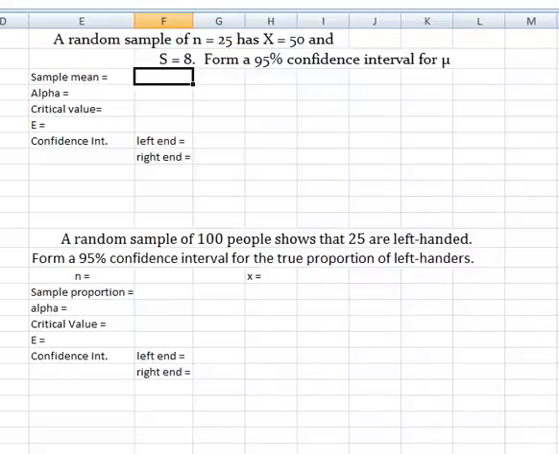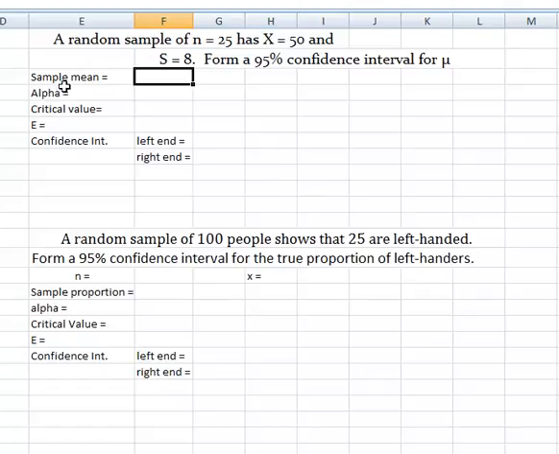So now let's see the example. A random sample of n equals 25 has sample mean equal to 50 and sample standard deviation equal to 8. We want to form a 95% confidence interval for the population mean. Here we don't have data; we already know the sample mean and the sample standard deviation. And the sample size is very small, so we will use the T distribution.